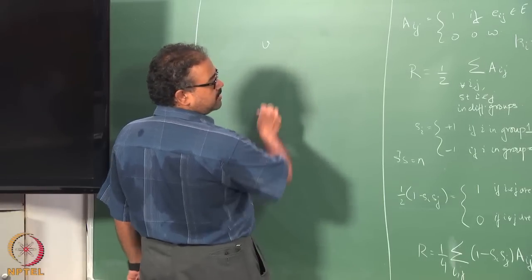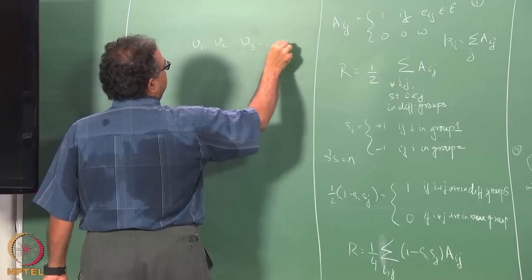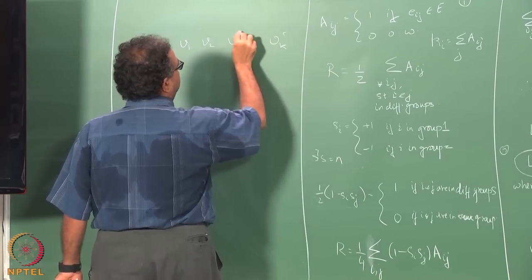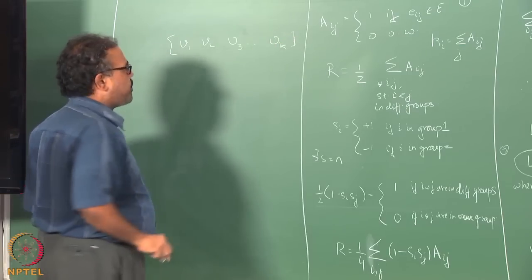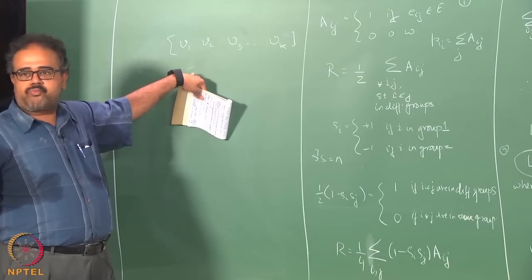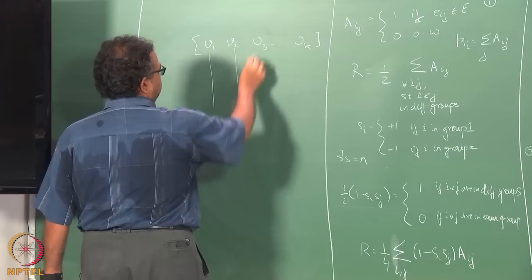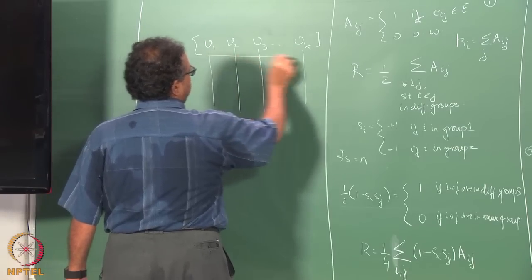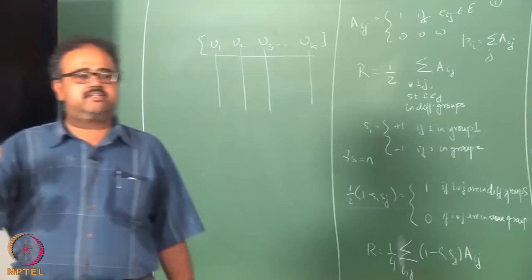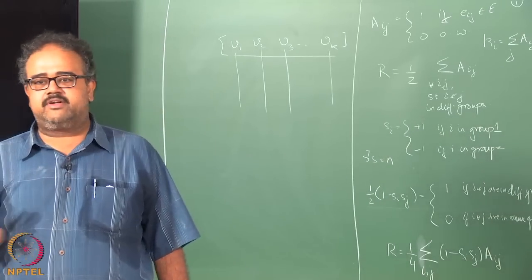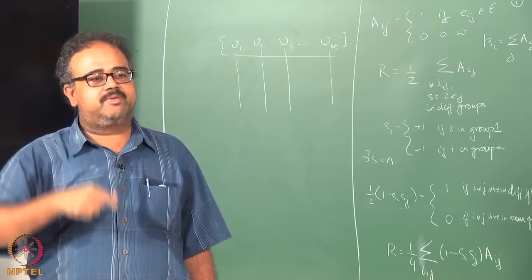So V1, V2, V3, they are column vectors. This is actually a matrix. So V1 runs like this, V2 runs like this, V3 runs like this. Then the first row here is essentially my representation for data point 1, the second row is the representation for data point 2, the third row is the representation for data point 3, and so on and so forth. So I take all of these things and then run k-means on that space.